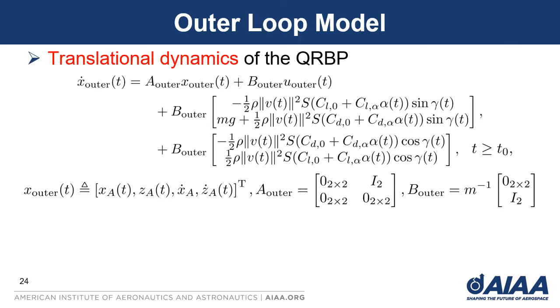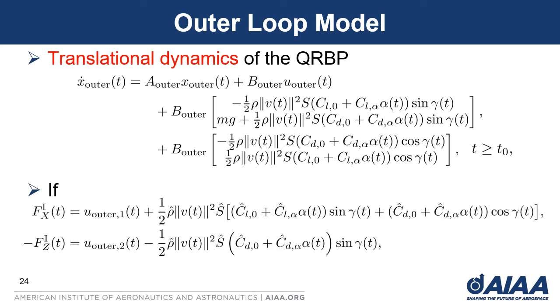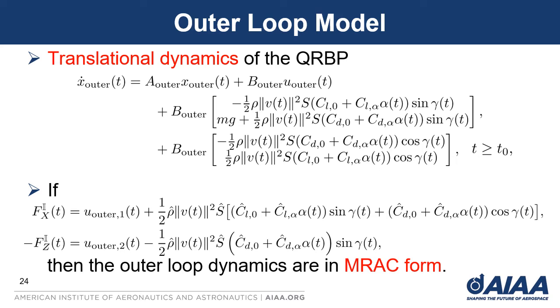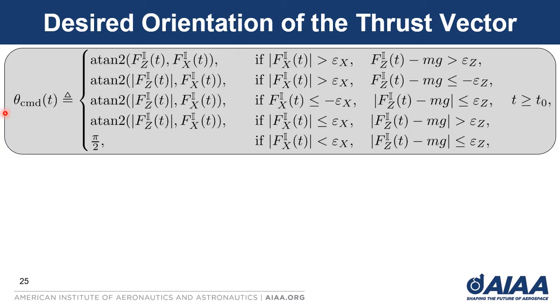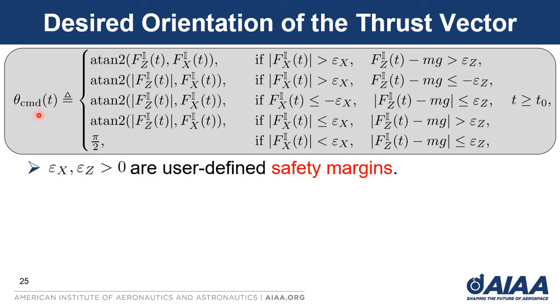Now we have an outer loop and inner loop structure. In the outer loop, if Fx and Fz are set as such, then the outer loop dynamics are in MRAC form, and we can apply either of the theorems presented earlier. Now we can define the desired orientation of the thrust vector, theta command, in this way.